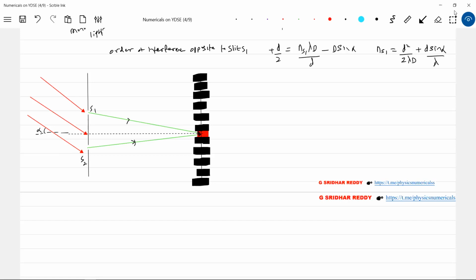So what is a central maxima? Where the path difference of the rays coming from the slits is equal to 0, there the central maxima will be located. Able to understand this? This is something very important. What do you mean by central maxima? Where the path difference of the rays emitted by the slits is equal to 0, that is the location of central maximum. So I should increase the path length of this, so I should bring the slab here.